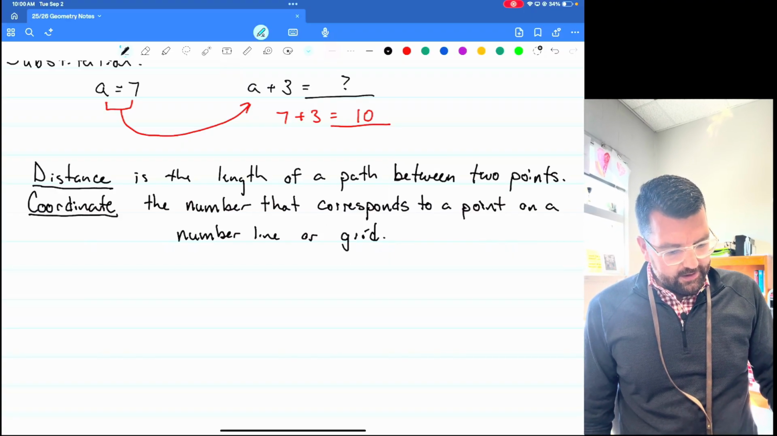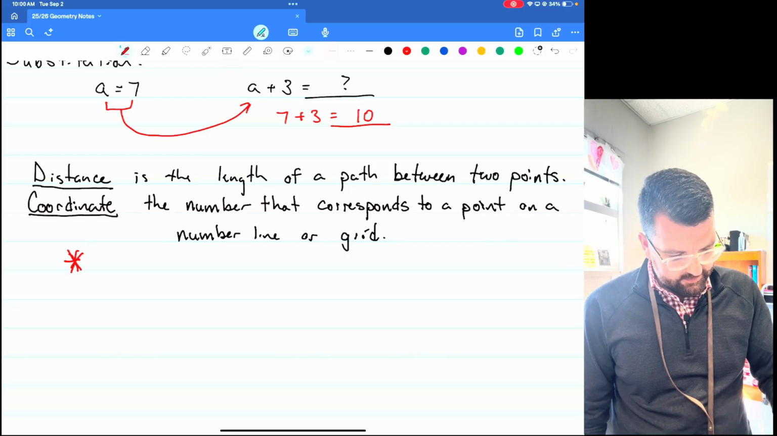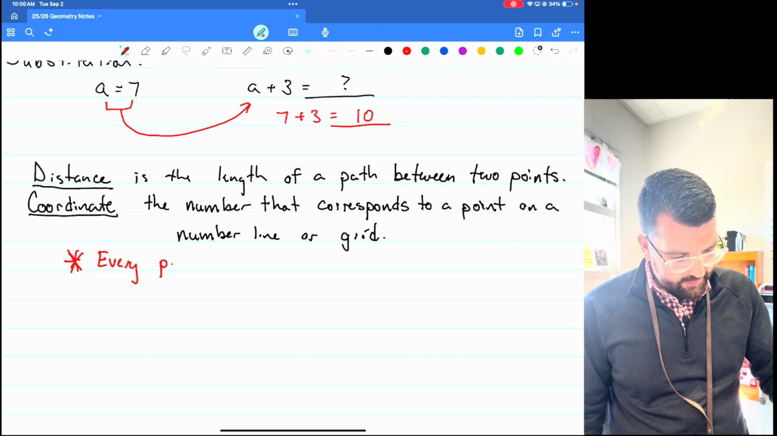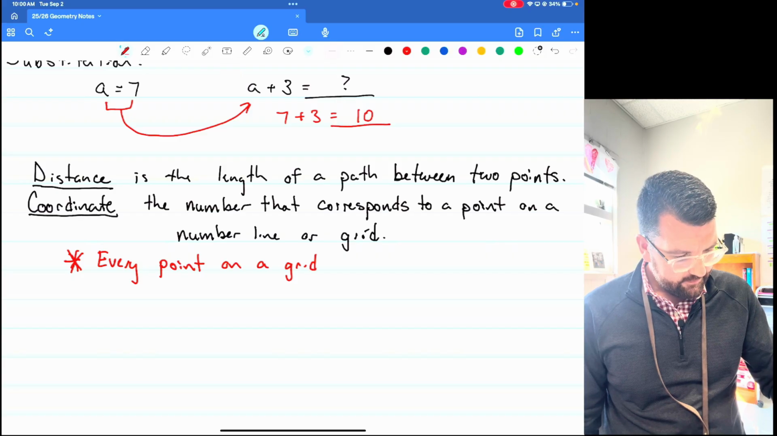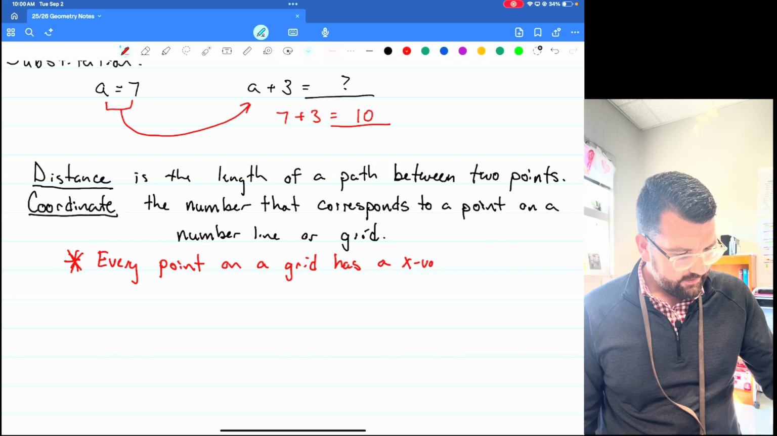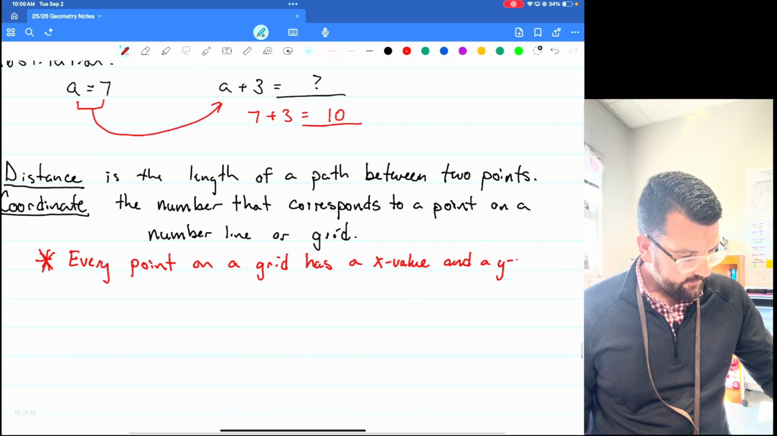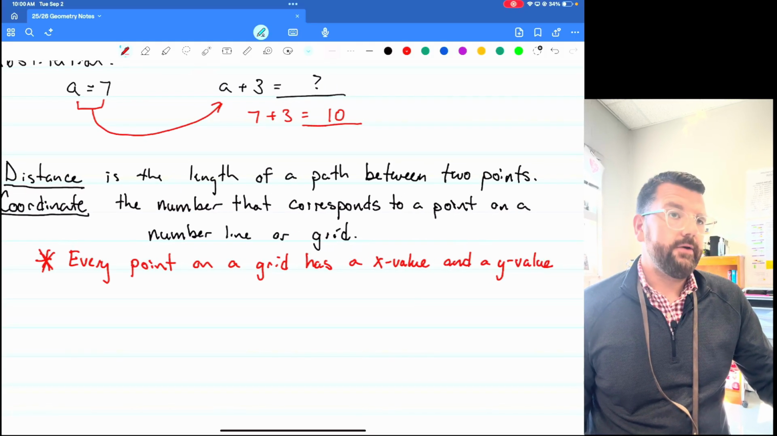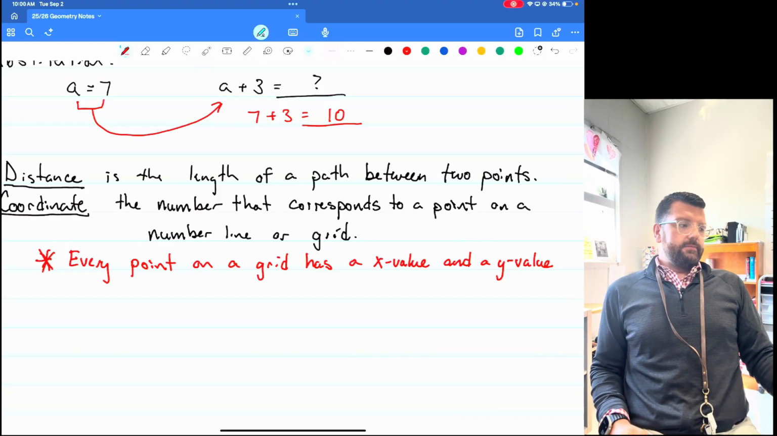Okay. We need to make a note here. This is Mr. Schultz asterisk. Every point on a grid has an x value and a y value. Every point on a grid has an x value and a y value.